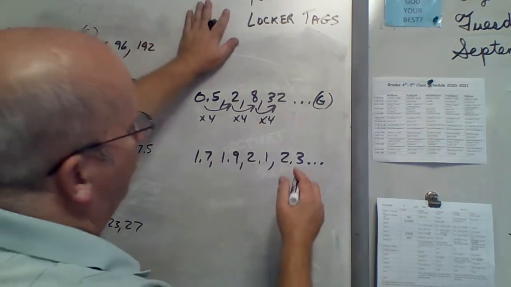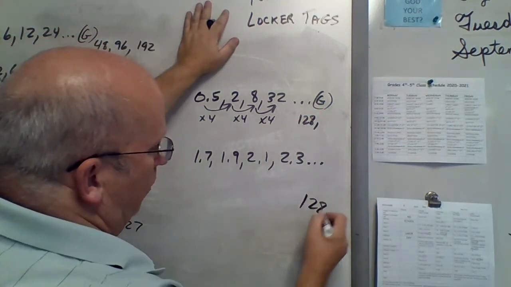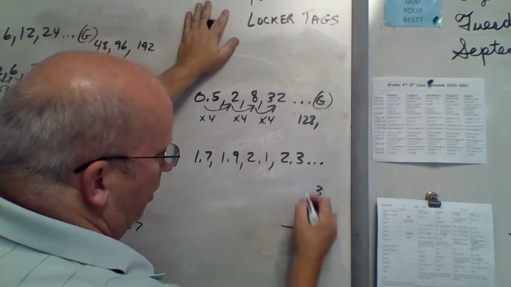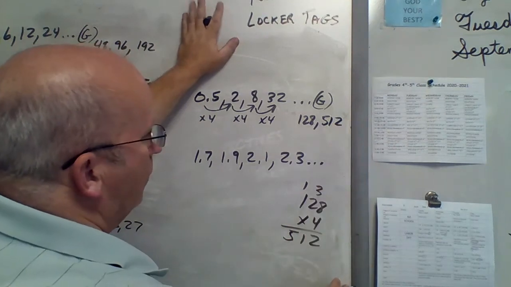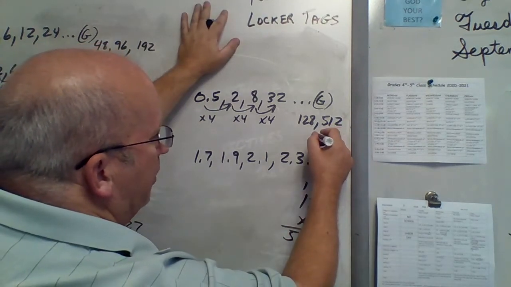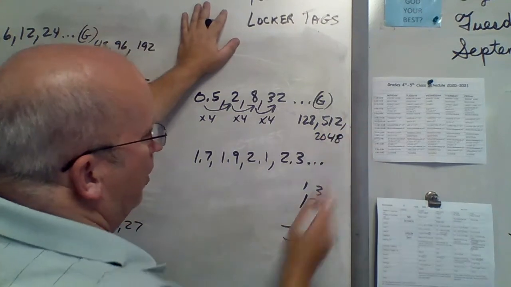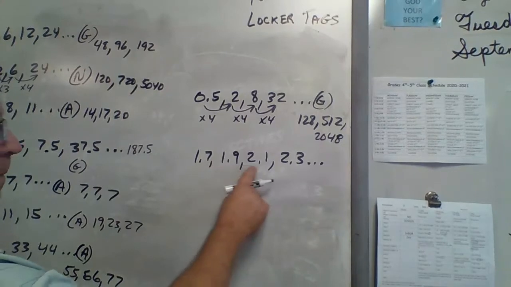And 32 times 4 is 128. And 128 times 4, I don't know what that is. So let's work it out. The next number in the pattern is 512. And then times 4 would be 2,048 for the last number in the pattern. There. Okay, how about this last one?